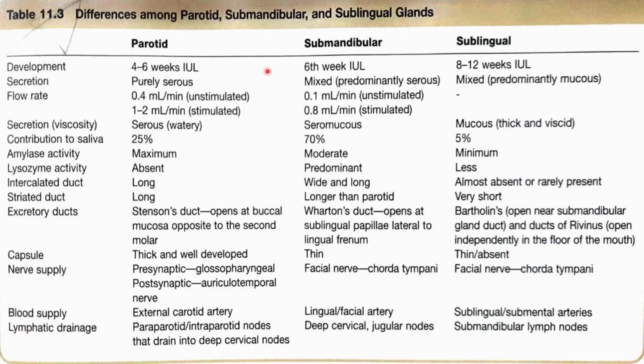These are the differences between the parotid, submandibular, and sublingual. These three major salivary glands, and these are the differences in them. The main difference is which type of cell, purely serous, mixed, or mucous, and what type of viscosity of saliva is there, serous, seromucous or mucous, thick and viscid, and the intercalated ducts, and which type of ducts are present in these, with the duct names, Stensen's, Wharton's, and Bartholin's. You have to remember all these. If a short note comes, you have to write all of these things.